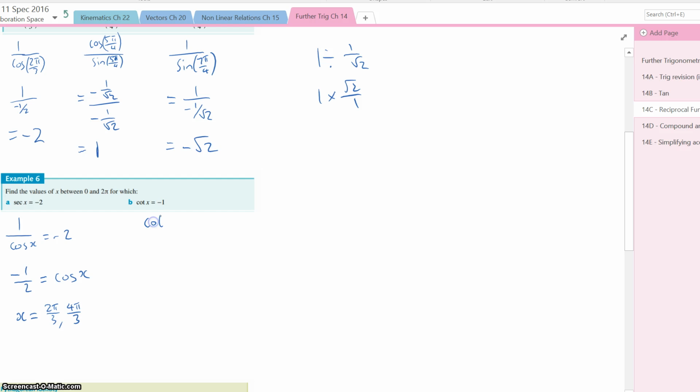So cot x equals negative 1. That's the same as cos x over sine x equals negative 1. So what I'm going to do is I guess I could make that negative 1 over 1. And now I'm going to flip both sides. So sine becomes on the top now. Sine x over cos x equals negative 1 over 1. It's the same. And that's now tan x equals negative 1. When does tan x equal negative 1? Well, that's got to be at 3 pi on 4 and 7 pi on 4, obviously inside the domain of 0 to 2 pi.